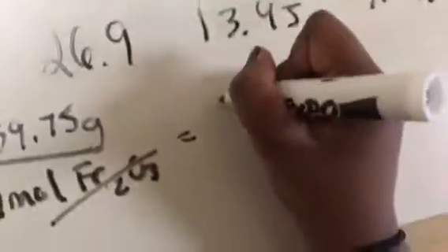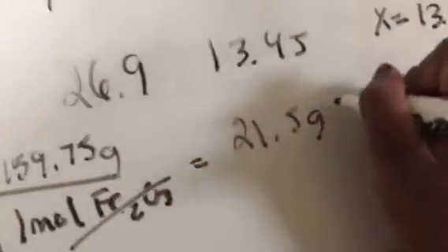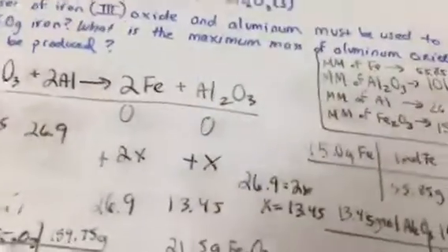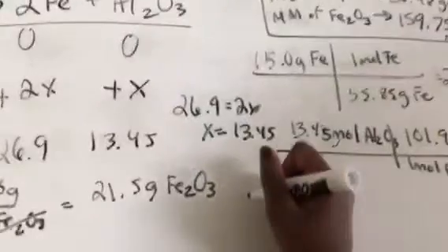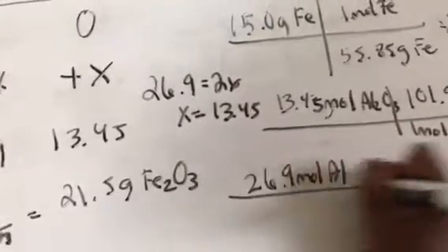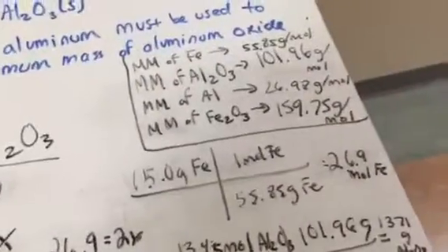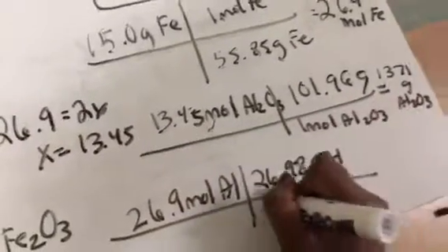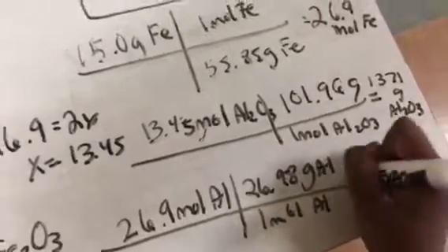21.5 grams of iron oxide. Okay, we're almost done with our problem. So now we just have to find the amount in grams of aluminum that needs to produce 26.9 moles of iron. Okay, so we have 26.9 moles aluminum, and then we have a molar mass of 26.98 grams aluminum per 1 mole aluminum. Sorry about my handwriting again. Okay, let's see how much that is. That is 7.26 grams of aluminum.